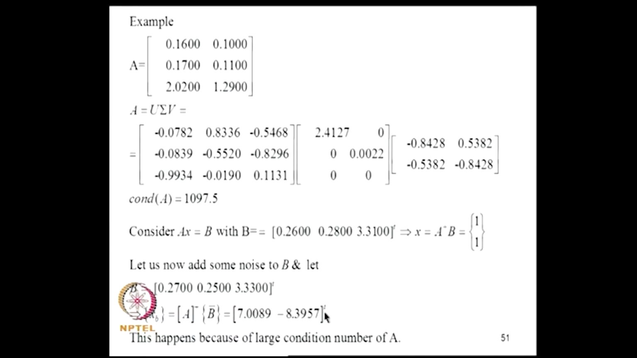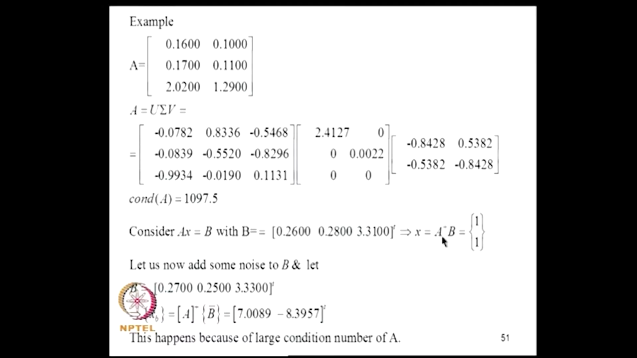Let us consider a simple example. A is this matrix. Now, I will do a singular value decomposition of this, and I get these three. This is the matrix of left singular vectors, this is the singular values, and this is the matrix of right singular vectors. We can show that the condition number of A is about 1097.5. Now, you consider Ax equal to b, where b is given by this. If you find A pseudo inverse times b, I get the answer as 1 1, which is a nice solution.